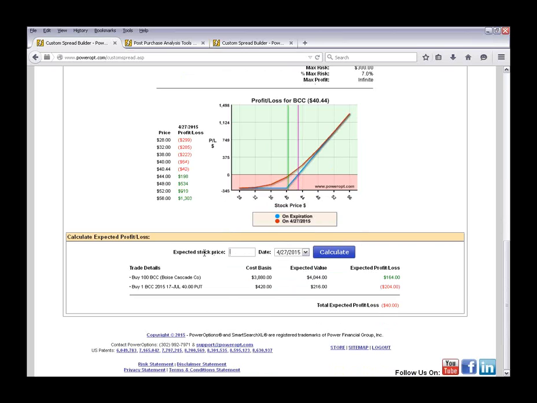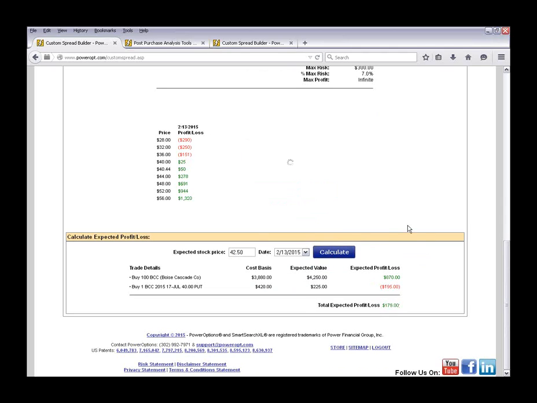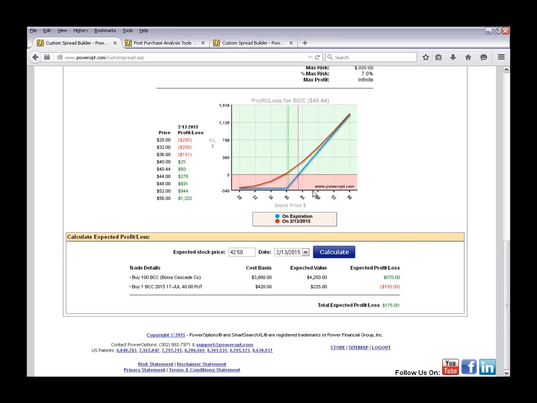However, if the stock moves up to $42.50 in the next 15 days from today, let's say February 13th, the day before Valentine's Day, only about a $2 move, we'd have a gain of $370 on the stock, but our put is not going to lose everything. It's only going to lose maybe $150, $160, $170.